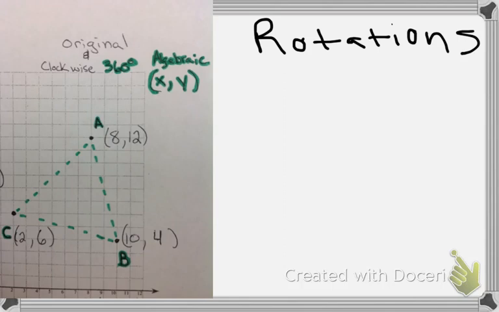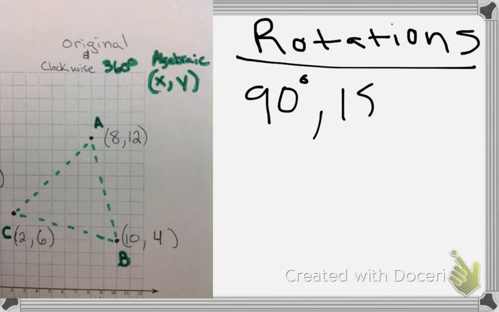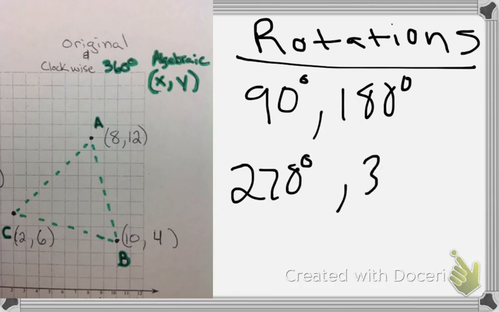Alright, so rotations is what we're looking at. We're looking at 90 degrees, 180 degrees, 270 degrees, and 360 degrees. All of these rotations are rotated at the point of the origin. Okay? So they're all rotated from the point of origin: 90, 180, 270, and then 360.